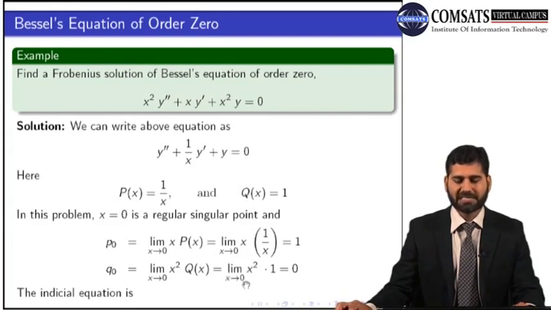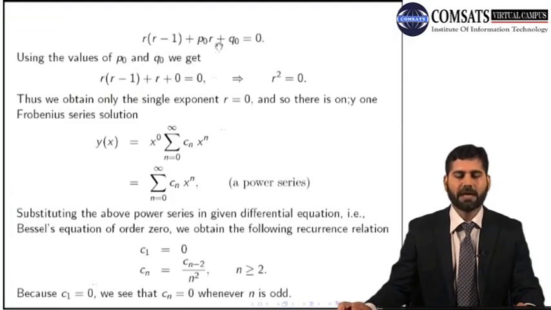x square q(x), which is x square, as x goes to 0 makes it 0. So P naught is 1, Q naught is 0. So the initial equation becomes r square minus r plus r is equal to 0. So r square is equal to 0. Thus we obtain only one exponent, r is equal to 0.